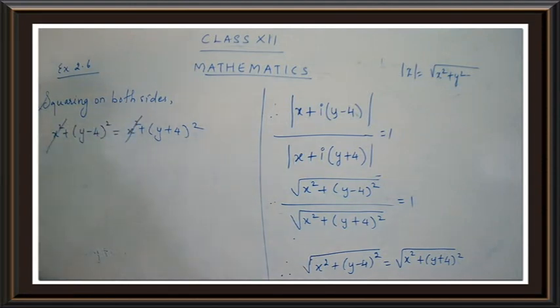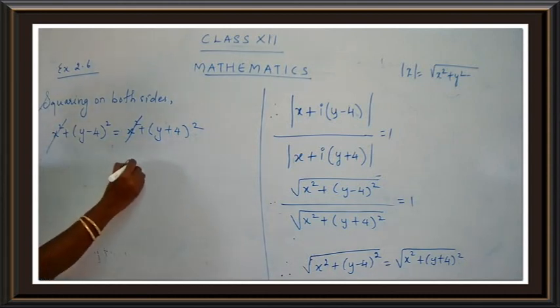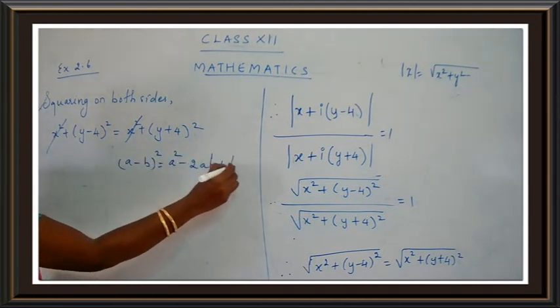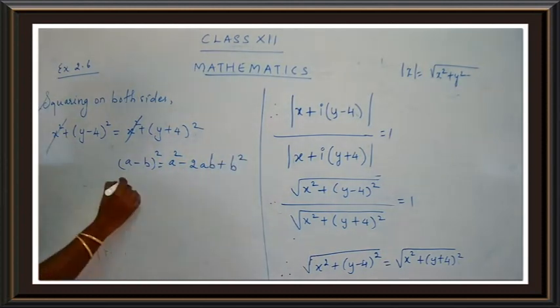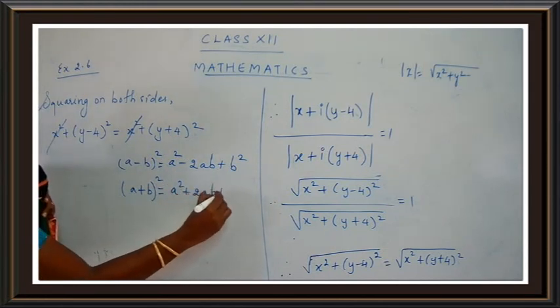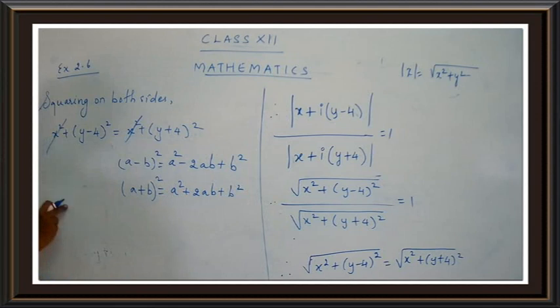So I'll cancel x square and x square. So I'm going to expand the expansion here. y minus 4 the whole square. a minus b the whole square is a square minus 2ab plus b square. And a plus b the whole square is a square plus 2ab plus b square. I'll just expand it. So y square minus 2 into a into b, so 2 into 4 into y, 2 into 4, 8y, plus b square, 4 squared, 16.